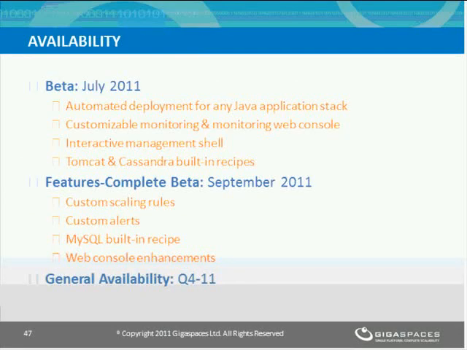The delivery schedule includes 3 milestones. First beta should be available in a couple of weeks. Second beta with features completion should be available for you by end of September, and general availability will follow in Q4.